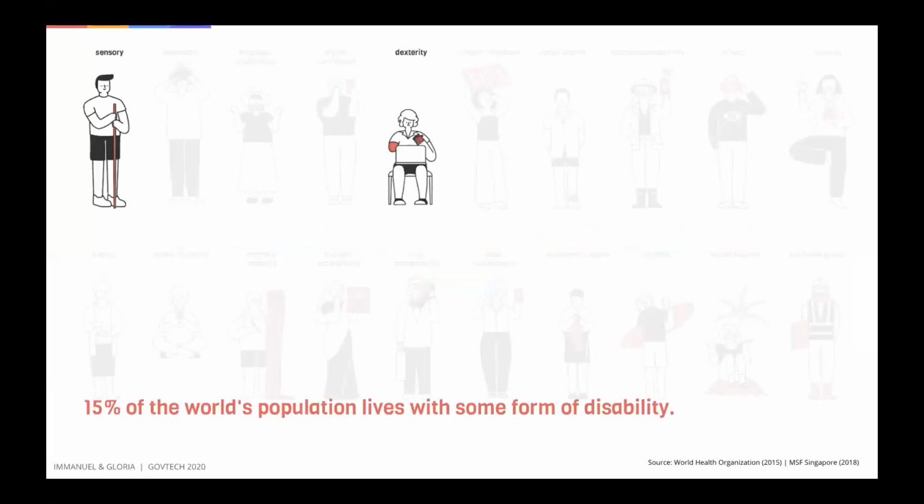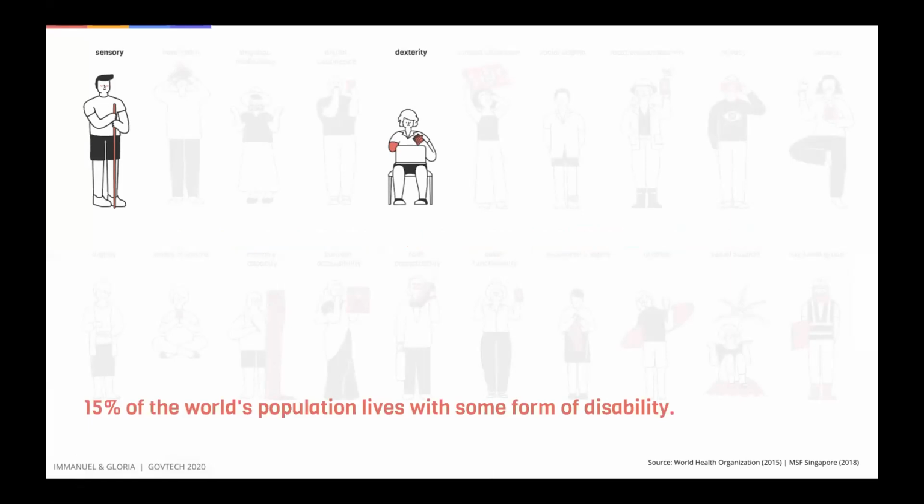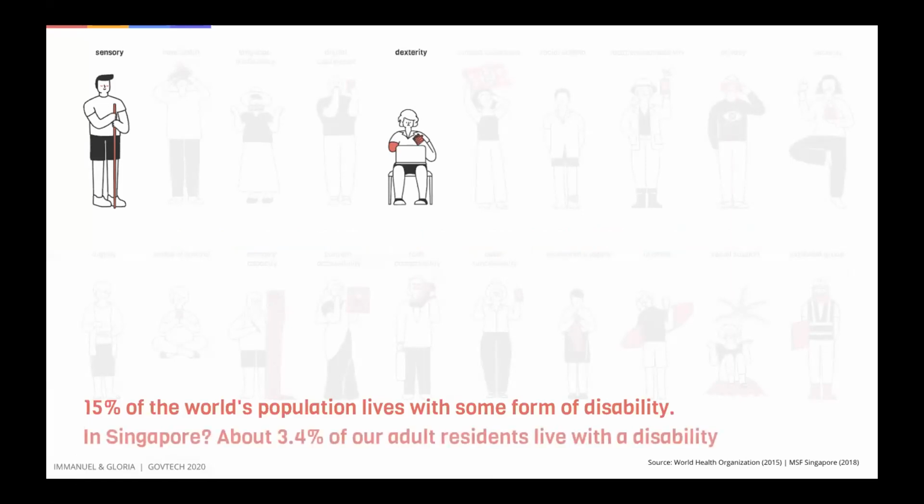So when you start a conversation about inclusion and accessibility, the first place that people would start looking is at different sensory or dexterity abilities. If you start here, it sounds like a very small number of people excluded. According to the World Health Organization, people living with disability make up 15% of the world's population. In Singapore, it's about 3.4% of adult residents that live with a disability. If you're wondering why the number is so small, it may be underreported in Singapore, but these are the numbers that we got from MSF so far. So if you start from here, you'll see the numbers seem really small.